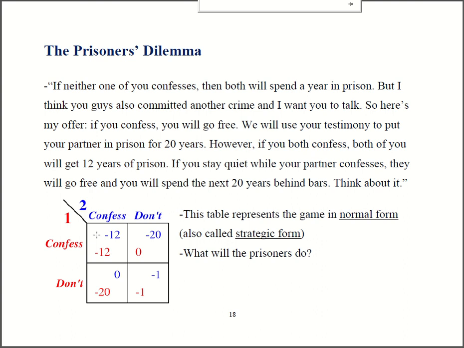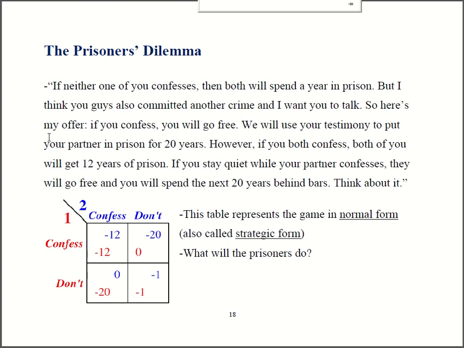Now if neither one confesses, then both spend a year in prison. That's what our first sentence up here says. So that's going to be a payoff of negative 1. Negative 1 means 1 year in prison, so don't is going to have two negative 1s over here for the payoffs. So the other possibility is that if you confess, then you go free. That means 0 years in prison. If you confess, you go free. So if our prisoner here in red confesses, they get a 0.